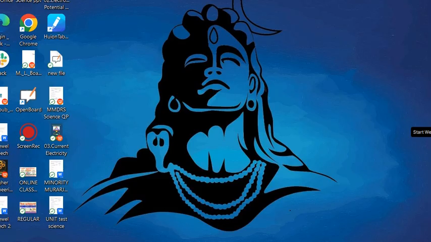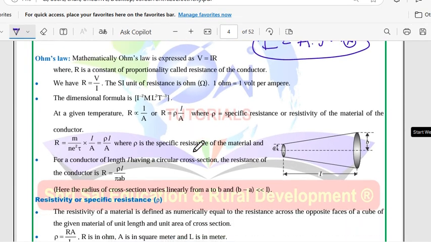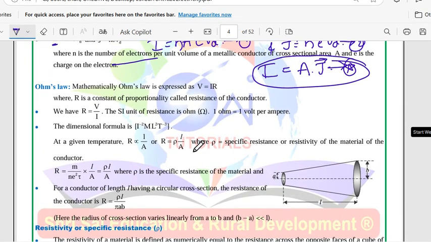So coming to the mathematical Ohm's law I have derived, that is V is equal to IR, where R is the constant of proportionality called the resistance of the conductor. So we have R is equal to V by I. The SI unit of resistance is the ohm. 1 ohm is equal to 1 volt per ampere.